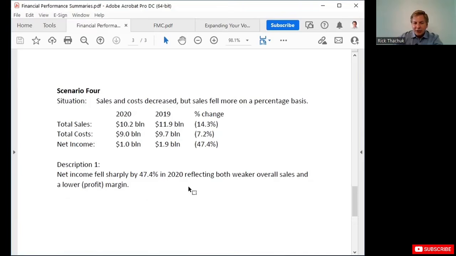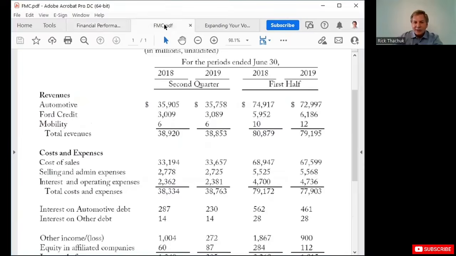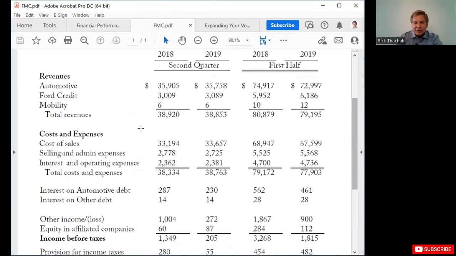Net income fell sharply by 47.4% in 2020, reflecting both weaker overall sales and a lower profit margin. So we'll keep that in mind as you are writing a description for Ford Motor Company. Now let's go back and look at the income statement in a little bit more detail. So we've taken care of net income, the bottom line. We've taken care of revenues and expenses. That information we can get from scenario 4.